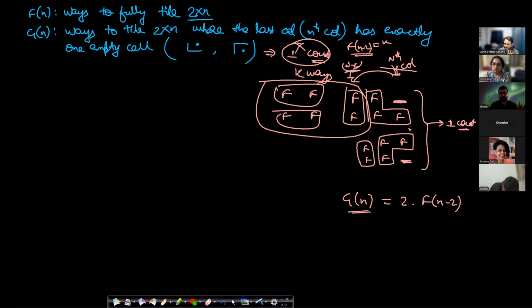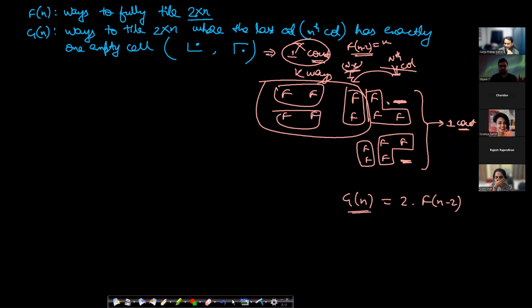But let's say that this is one thing that I can do. But can there be another way to get the nth column having one empty cell? You are free to extend this fully tiled, not fully tiled thing. Can you think? I will give you a hint that you can do that without using a Tromino. Just Domino. Just use Domino.